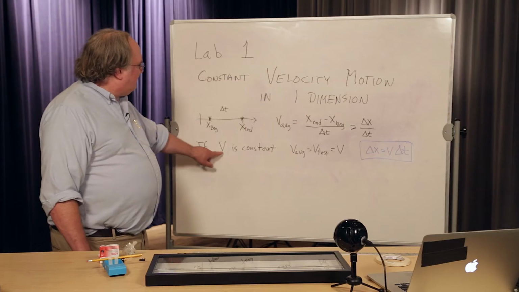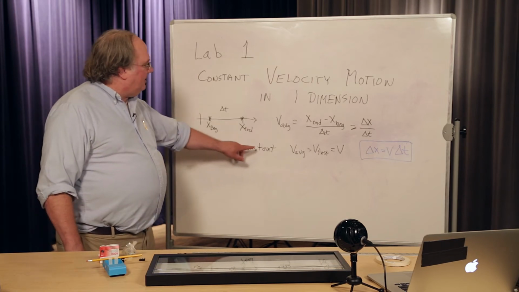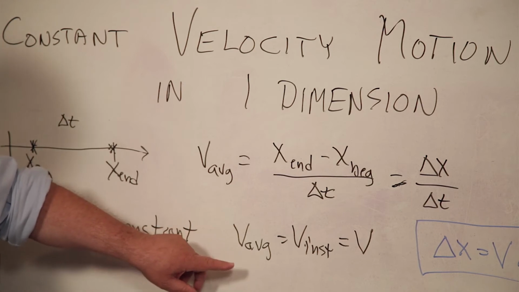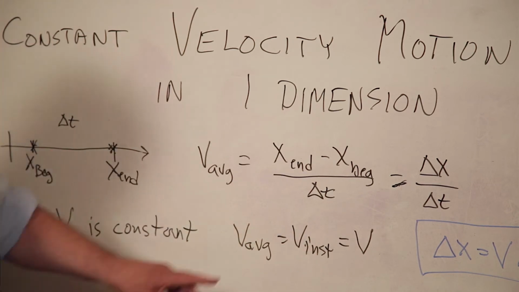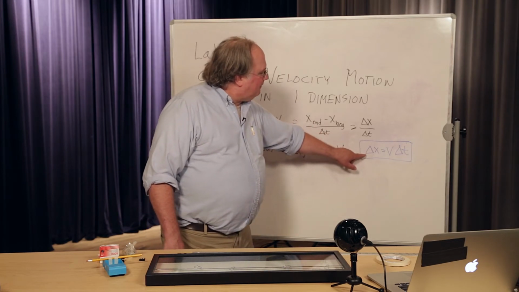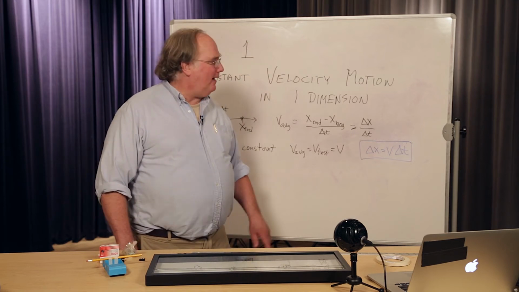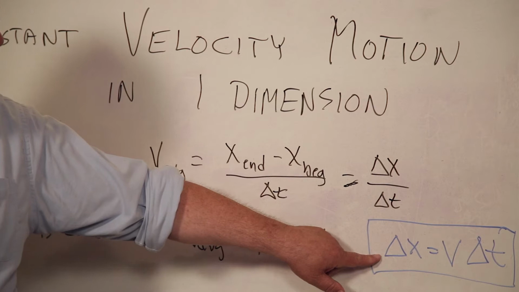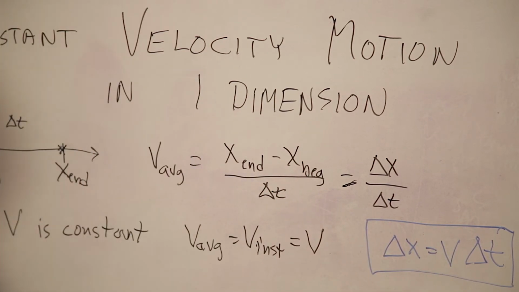Well, if v is constant, meaning you're always moving at exactly the same speed, then this average velocity is the same as the velocity at any point, and we might as well just call it v and forget about the suffix. And then we can take this equation, work it backwards, and we get this, which is one of the big three equations of kinematics. It says that the change in the x position equals the velocity times the change in time.